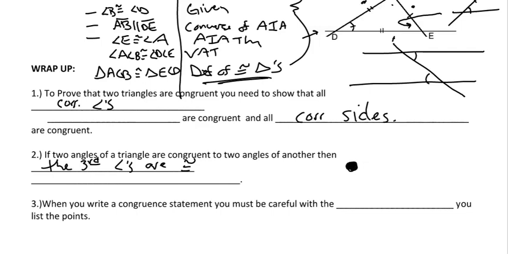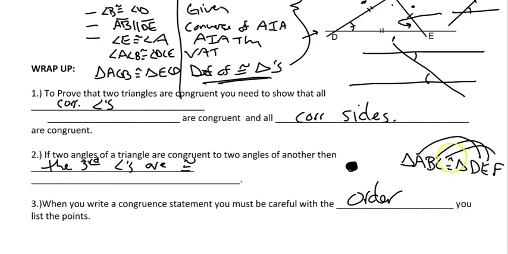When you write a congruent statement, you must be careful with the order that you list the points. Okay, you say triangle ABC is congruent to triangle DEF. That is saying that A is corresponding to D, B is corresponding to E, and C is corresponding to F. If that's not the case, then you need to have the correct order.